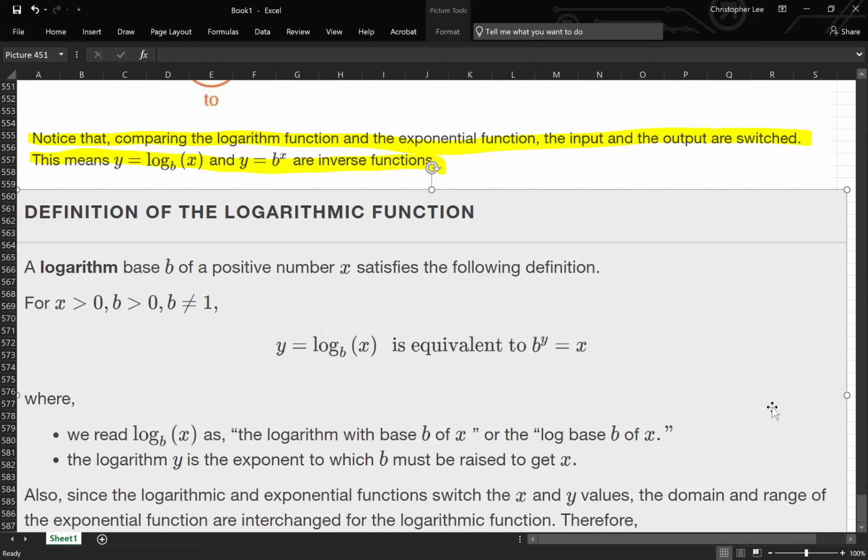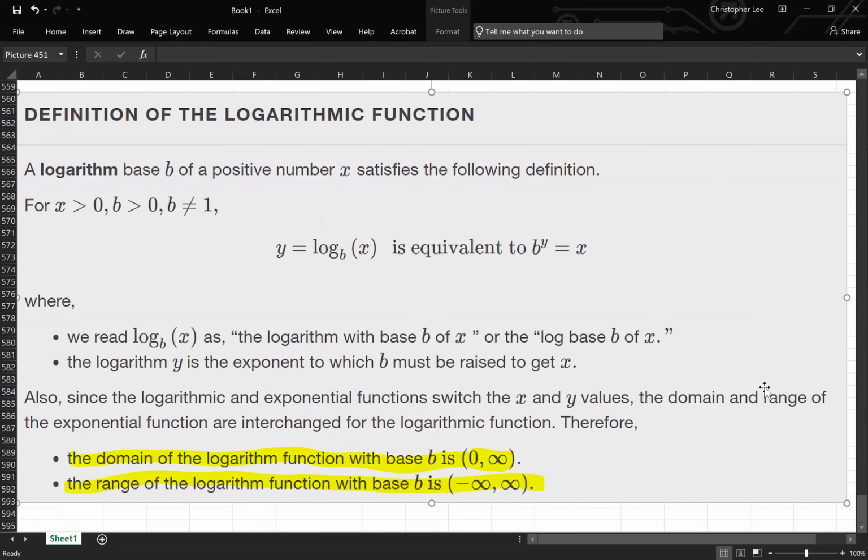Let's talk about the definition of the logarithmic function. A logarithm of base b of a positive number x satisfies the following definition. For x greater than 0, b greater than 0, and b does not equal 1, y equals log base b of x is equivalent to b raised to the y power equal to x. We read log base b of x as the logarithm with base b of x. The logarithm y is the exponent to which b must be raised to get x.